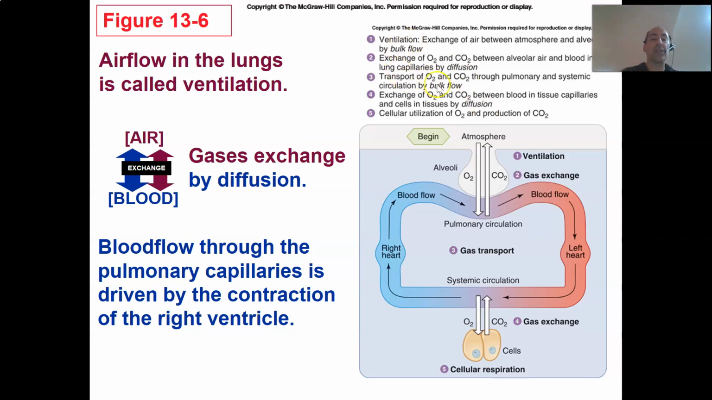4, you have exchange of O2 and CO2 between the blood tissues, capillaries, and cells. And then you have the cellular utilization, which is cellular respiration. Right, so those are the 5 steps. And then you have the reverse that occurs, right, from 5 through 1 on expiration.